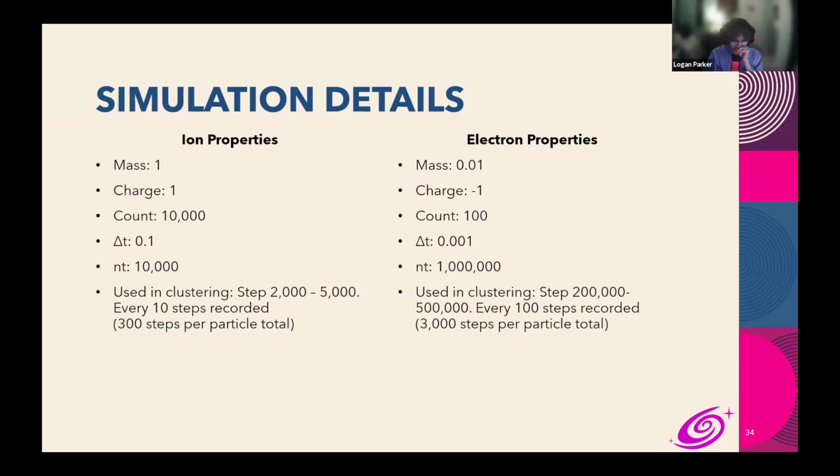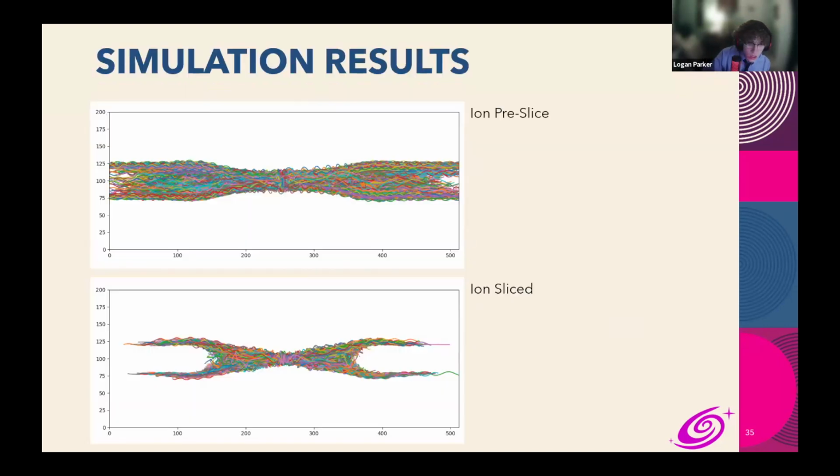And we're slicing it down to be 2,000 through 5,000 and 200,000 through 500,000, since we found this is where a majority of the motion we're looking for is. As you can see here, this is what the ion graph looked like before we took out everything, and this is what it looks like afterward. So it preserves a lot of that interesting motion.